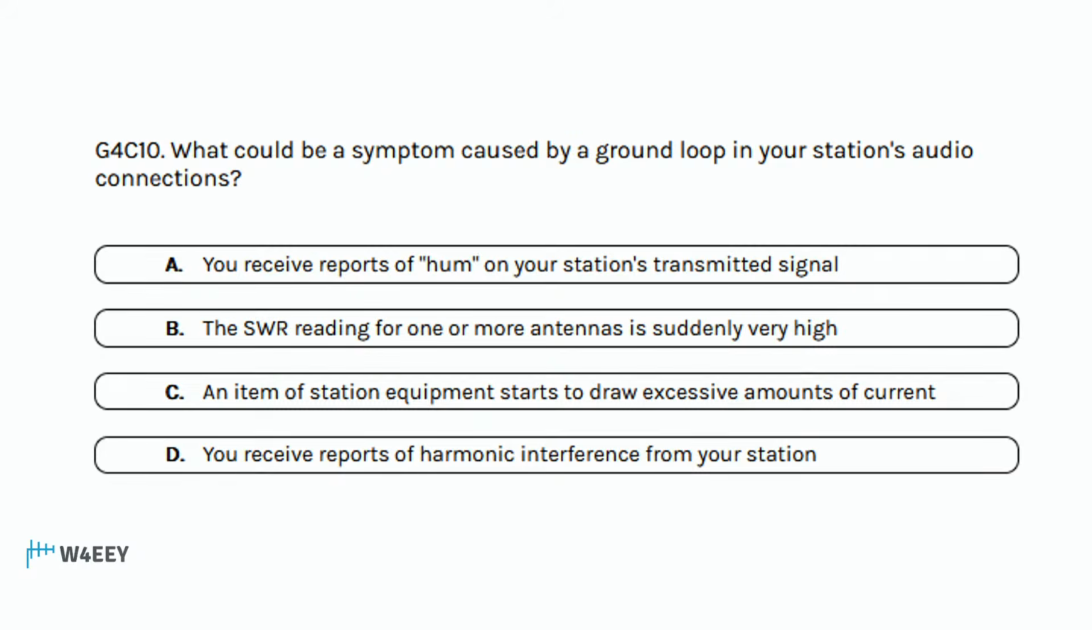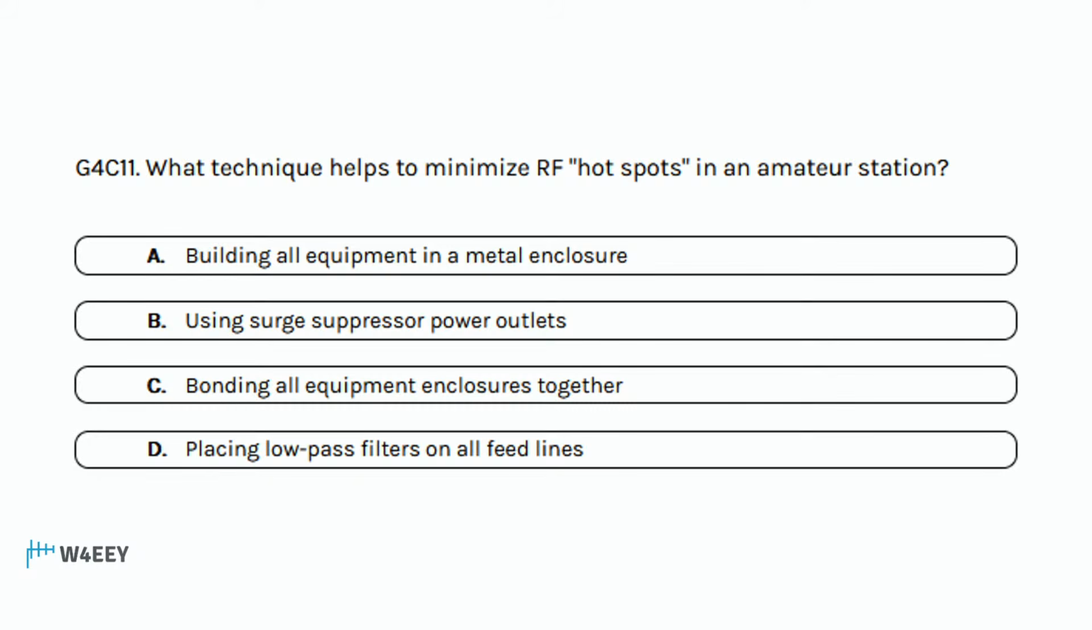What could be a symptom caused by a ground loop in your station's audio? Hum, yeah, you got it, hum, alpha. Receive reports of hum. What technique helps to minimize RF hotspots on an amateur station? Bonding all equipment enclosures together, making sure they're all at the same RF potential.